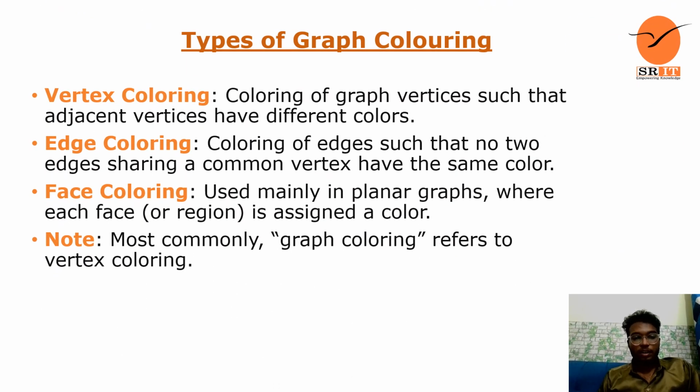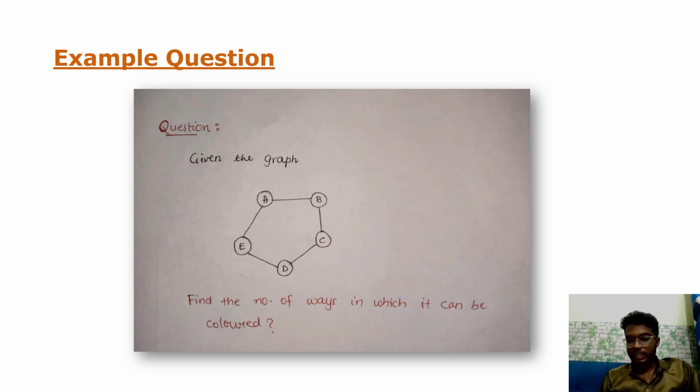So, types of graph coloring. We have different types of graph coloring, that is vertex coloring, edge coloring, and face coloring. Most probably we use only vertex coloring, which is what is generally called graph coloring, and even now we are learning about vertex coloring only. So now let us go to the example question.